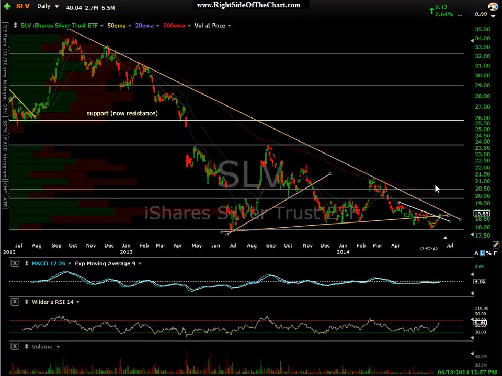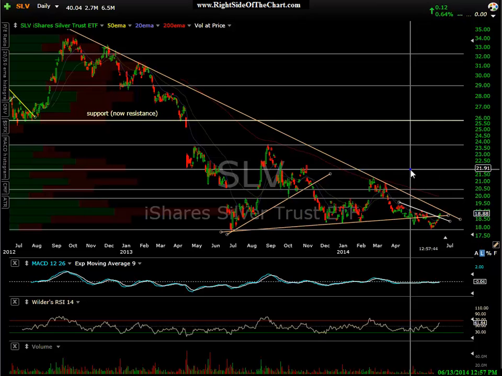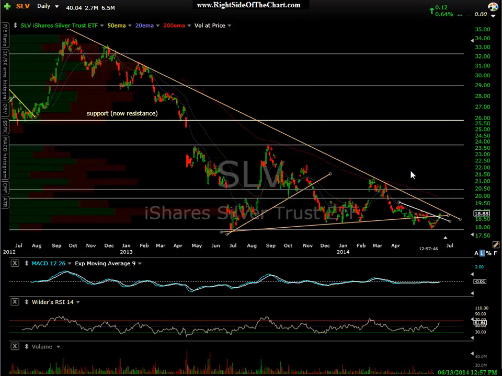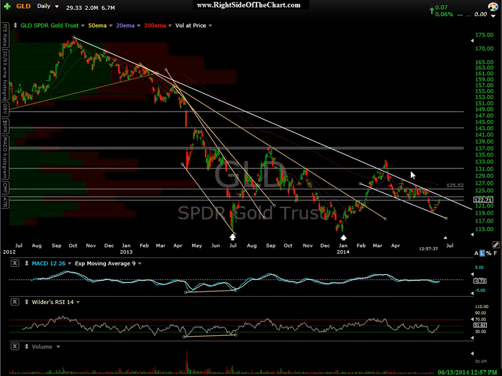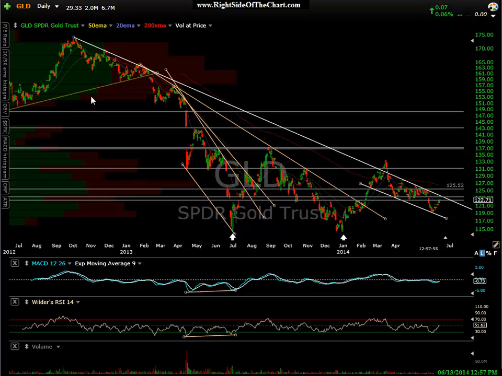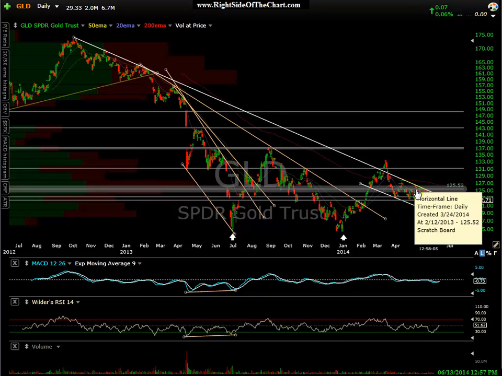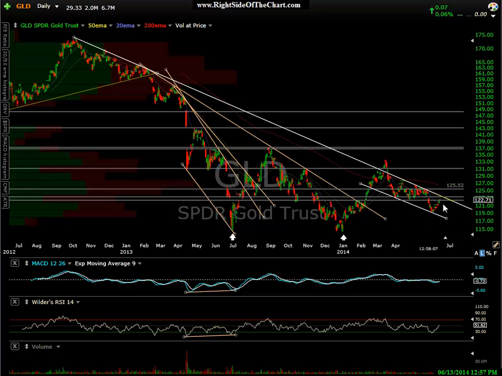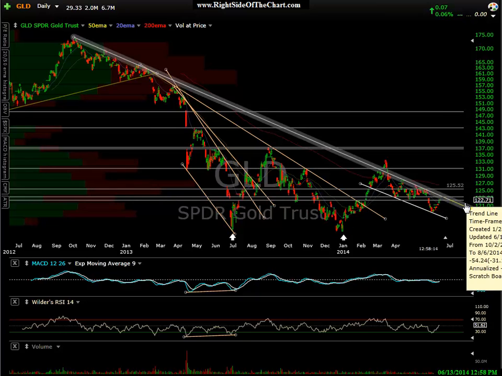So, it's not smooth sailing for the metals. There are some key overhead resistance levels for both GLD and SLV. Here's a key downtrend line on gold, going back all the way to mid to late 2012. That's the same downtrend line I talked about a minute ago on the spot gold chart. And you can see prices have really been pushing up against here. And so not only do we have a few horizontal resistance lines here that I have drawn, but we have to watch this downtrend line.